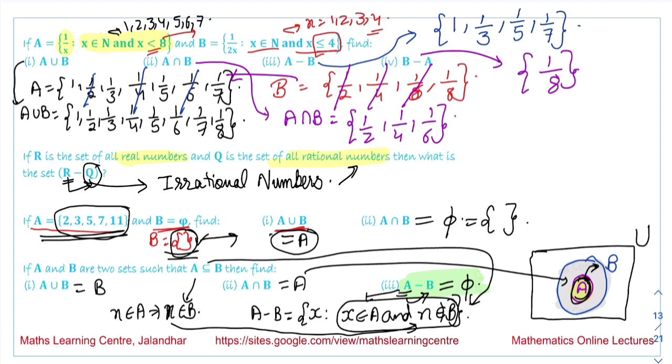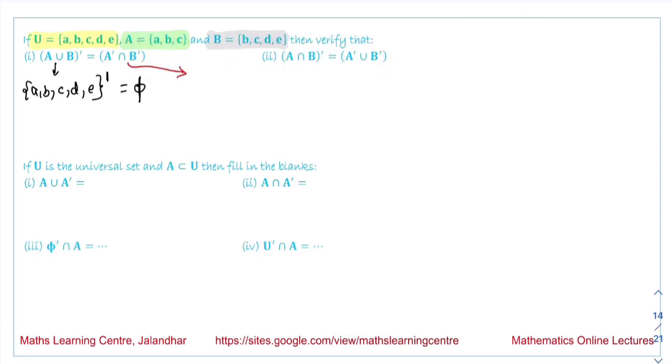Now we have A complement intersection B complement. So what is the complement of A? Since a, b, c are covered, the complement is {d, e}. And we are talking about the intersection with the complement of B, which is {a}. And the intersection of these two is equal to φ.